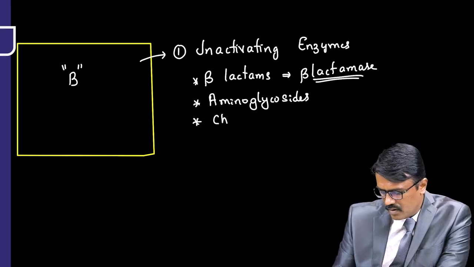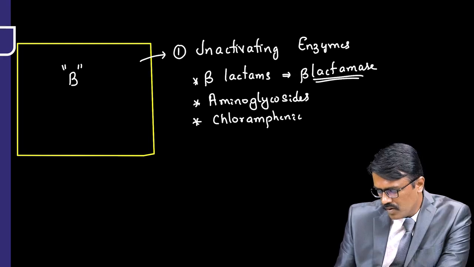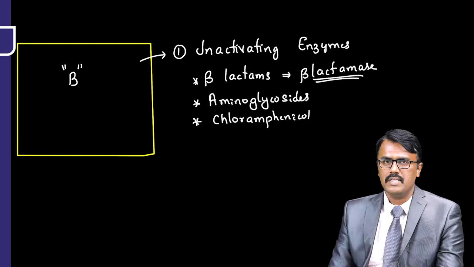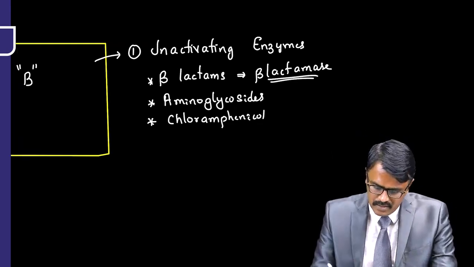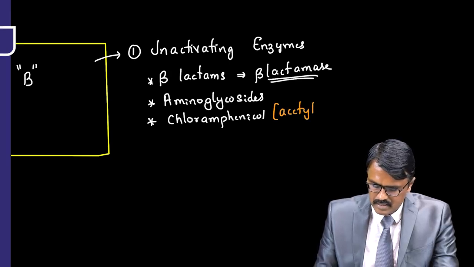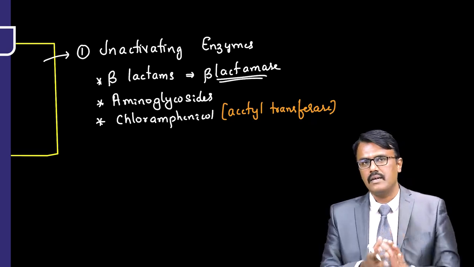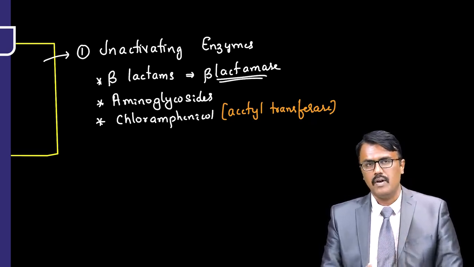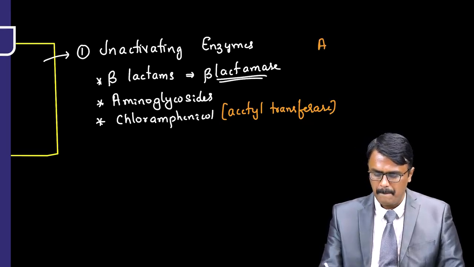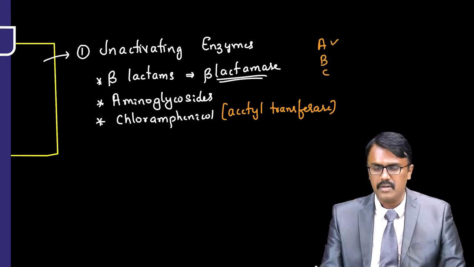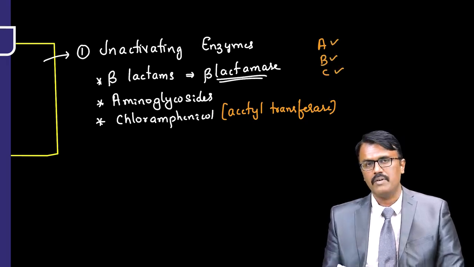Then another drug called chloramphenicol. Chloramphenicol also has an enzyme which can cut it, that is called chloramphenicol acetyltransferase. So these are the methods through which the drug is inactivated. Examples are beta lactams, aminoglycosides, and chloramphenicol. You can remember as ABC. A for aminoglycoside, B for beta lactam, C for chloramphenicol.